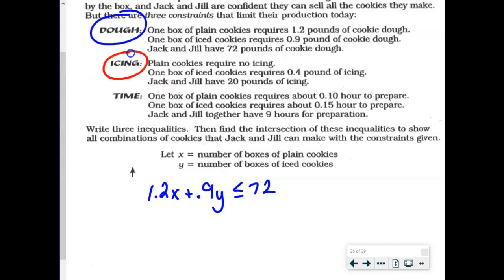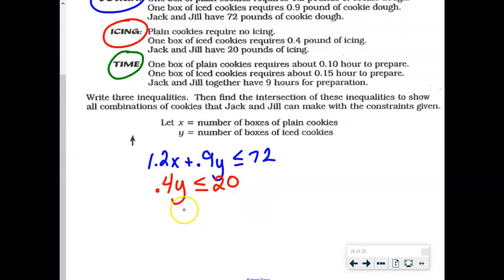Now, icing, plain cookies don't have any icing, so we don't have to worry about that. But the iced cookies requires 0.4 pounds. So 0.4y, and they have up to 20 pounds. So again, we're going to use that less than or equal to 20. And then time. Of course, there's a natural constraint of time. There's only so many hours in the day for these people, you know. It takes them 0.10 hours to prepare a plain cookie box, so 0.10x. And then 0.15y for the iced cookies. And they only have 9 hours. So that's what they have to work with.